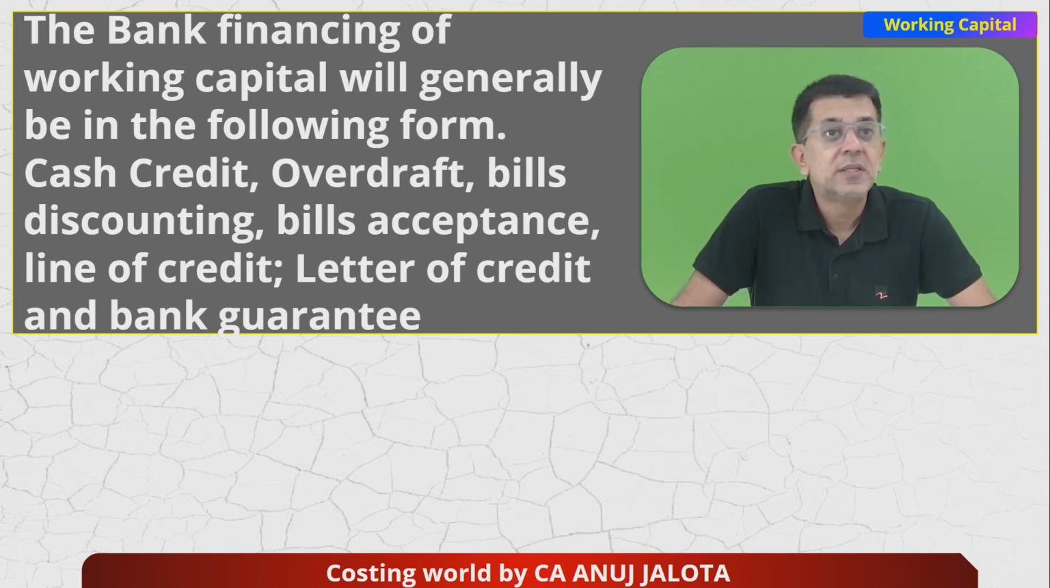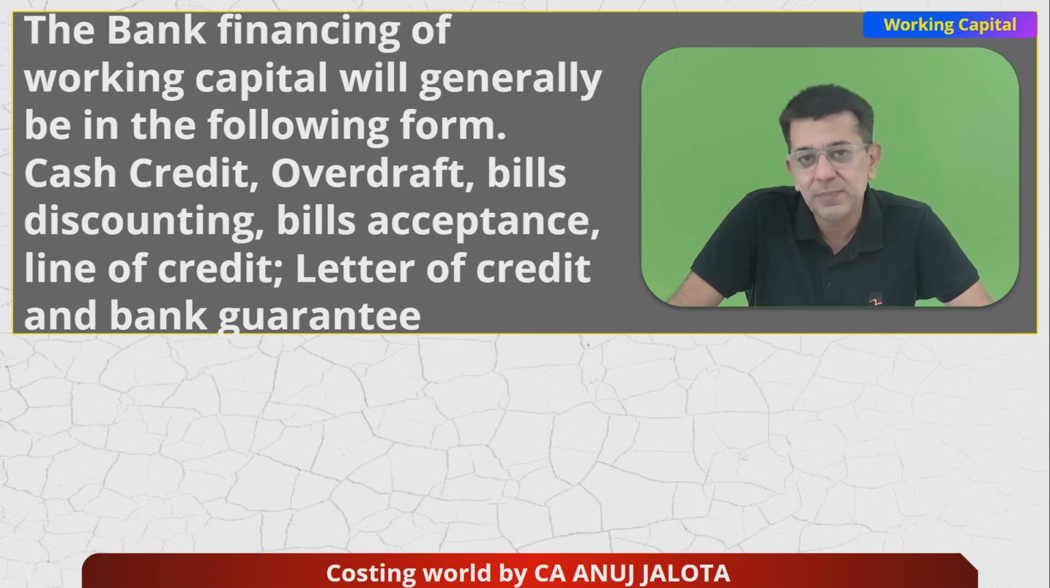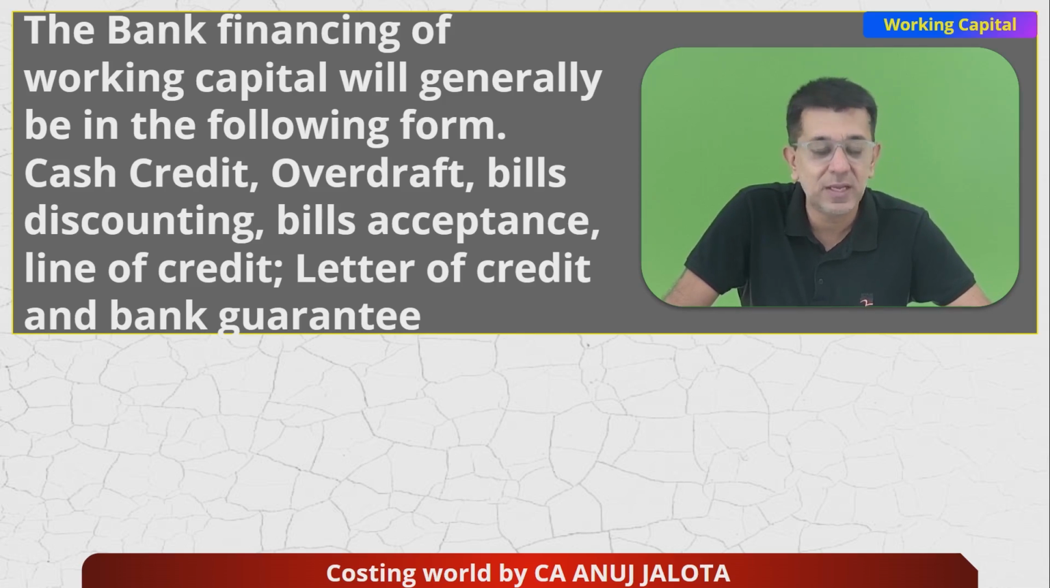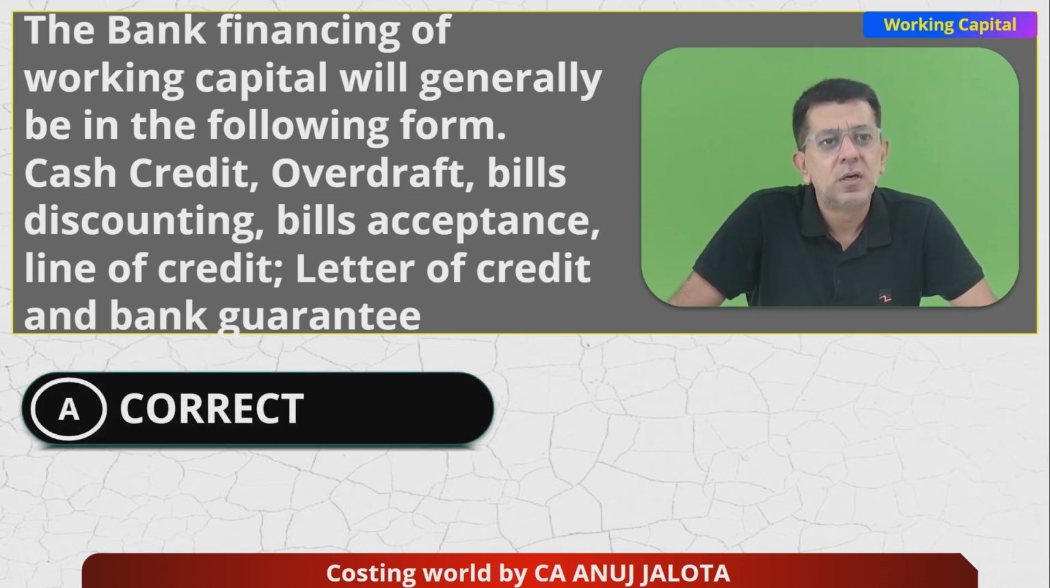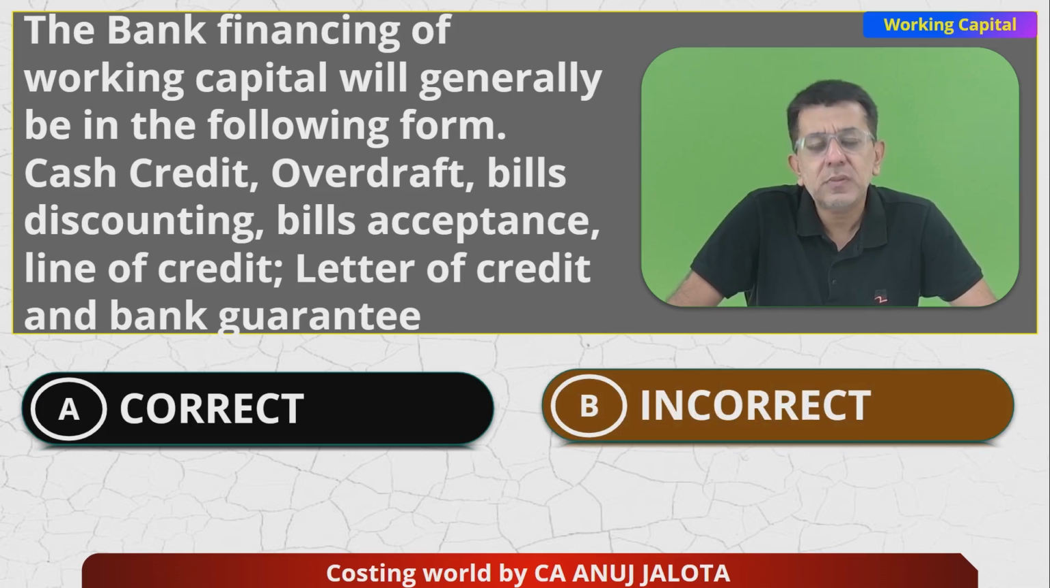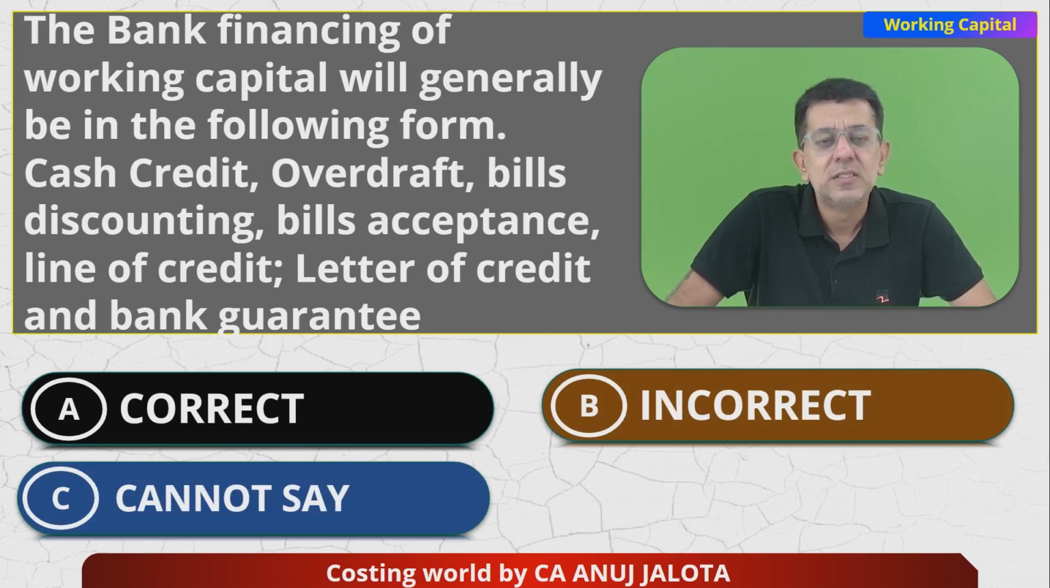The question is: the bank financing of working capital will generally be in the following forms: cash credits, overdraft, bill discounting, bill acceptance, line of credit, letter of credit, and bank guarantee. This statement is, give me the three options please: correct, incorrect, or cannot be said.